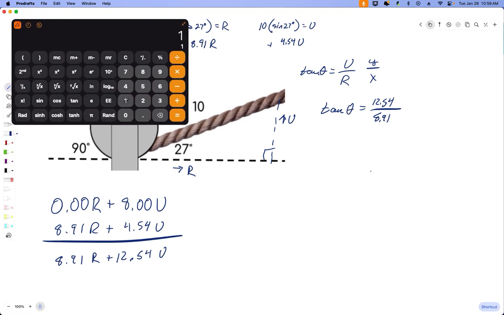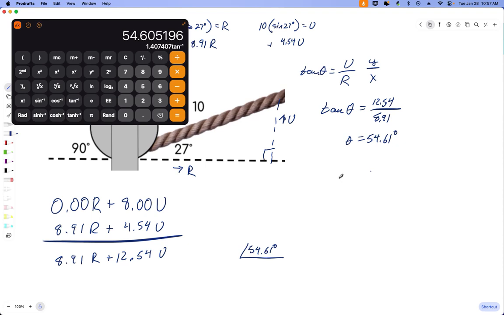We do the math on that really quickly. Hang on. 12.54 divided by 8.91 equals this number, and our inverse tan gives 54.6, and we round that to two places, 54.61. So theta is equal to 54.61 degrees. So that would go here, 54.61 degrees.